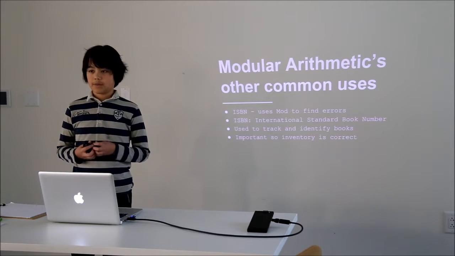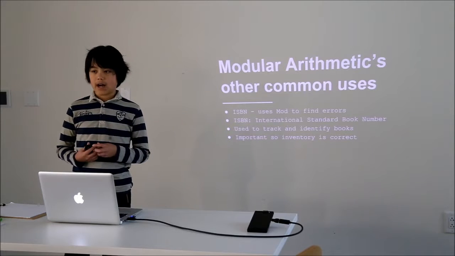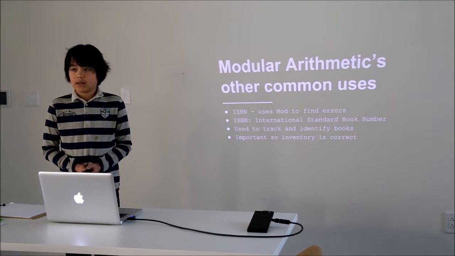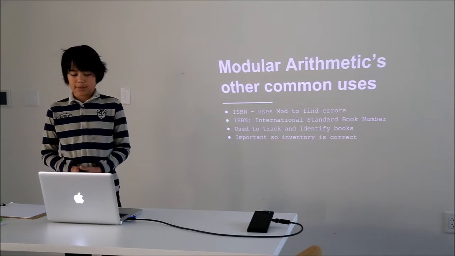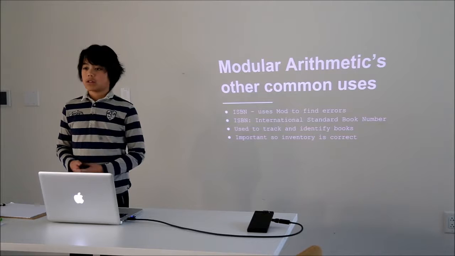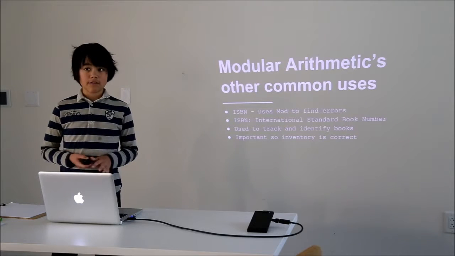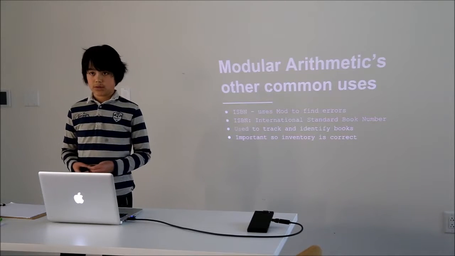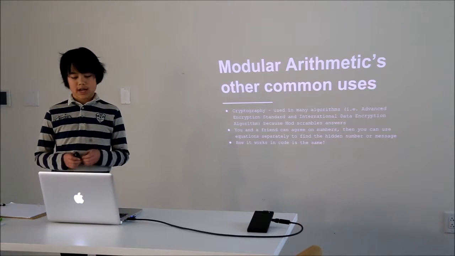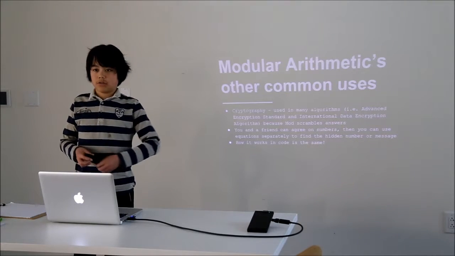Other common uses for modular arithmetic are for ISBN numbers. They use mod to find errors. An ISBN number is an International Standard Book Number. They're used to track and identify books, and they're very important so libraries know what's in their inventory and if their inventory is correct. It's also used in cryptography and computer science. It's used in many algorithms.